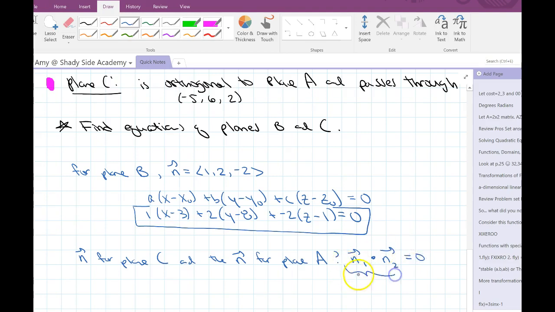So I should call this n sub c. The normal vector for plane C has to be perpendicular to the normal vector of plane A. And I just wrote that out here in dot product form. You can also write it out this way: n sub c is perpendicular to the n of plane A, or this statement, right?